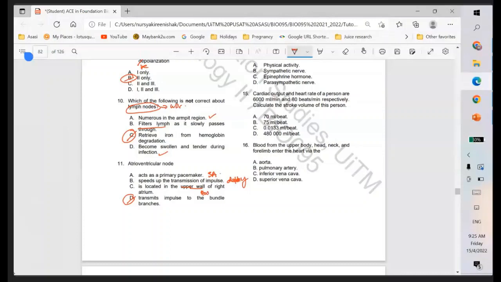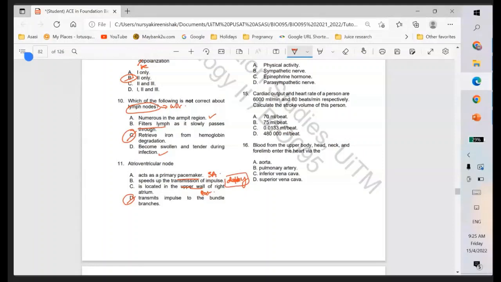Okay, so you explain why each statement is incorrect. The impulse is generated by the pacemaker, which is the SA node. Then it travels through the wall of the atrium, causing the atrium to contract, and then the impulse will reach the AV node. Once the impulse reaches the AV node, there will be a slight delay.